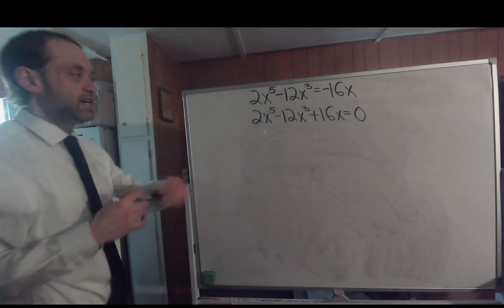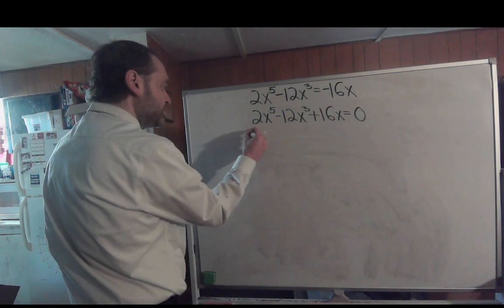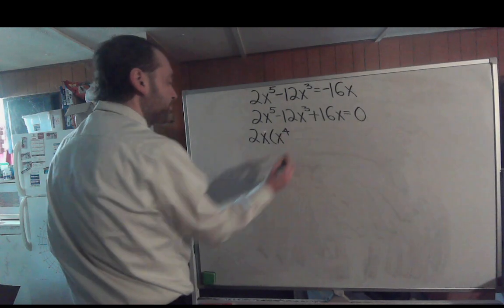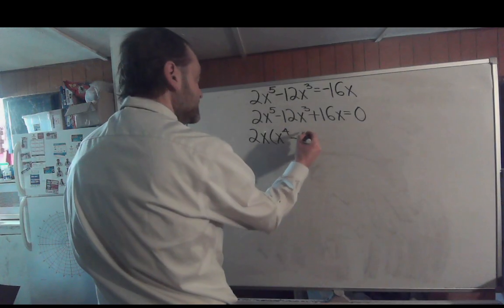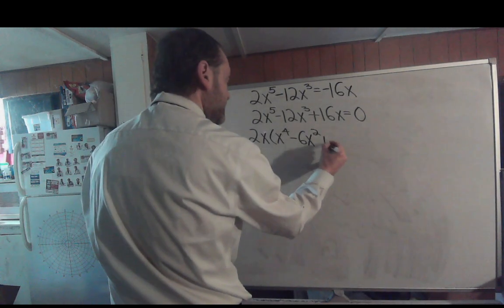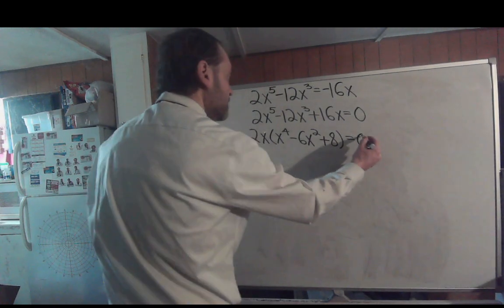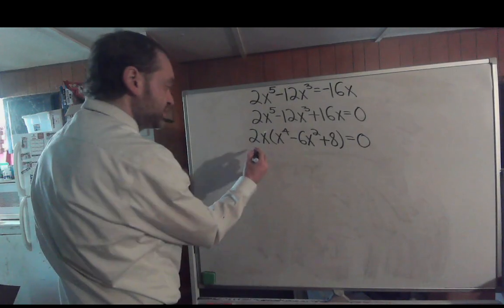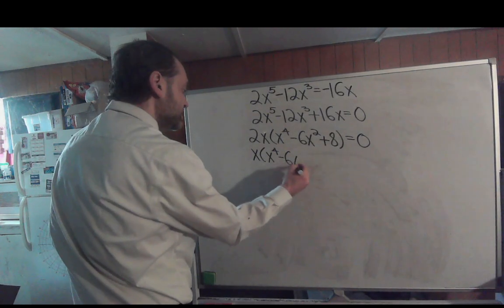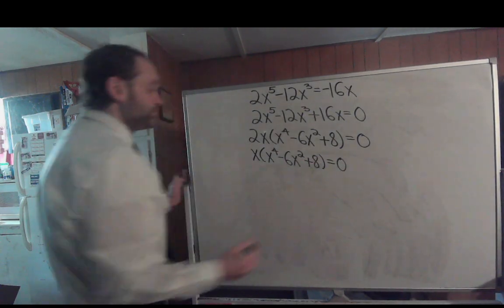Now, what do you have in common with all three of these terms? There's a common 2x, right? So factor that out. You would get 2x times the quantity of x to the 4th minus 6x squared plus 8 would be equal to 0. We can divide both sides by 2. That would just give you x times the quantity x to the 4th minus 6x squared plus 8 equals 0.